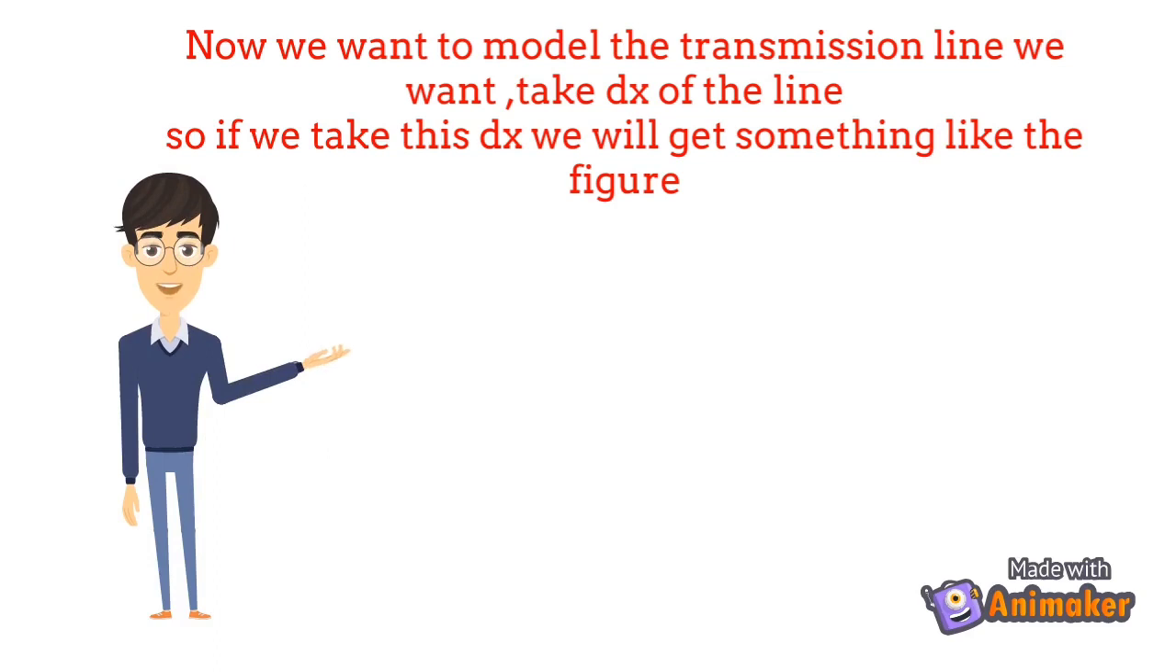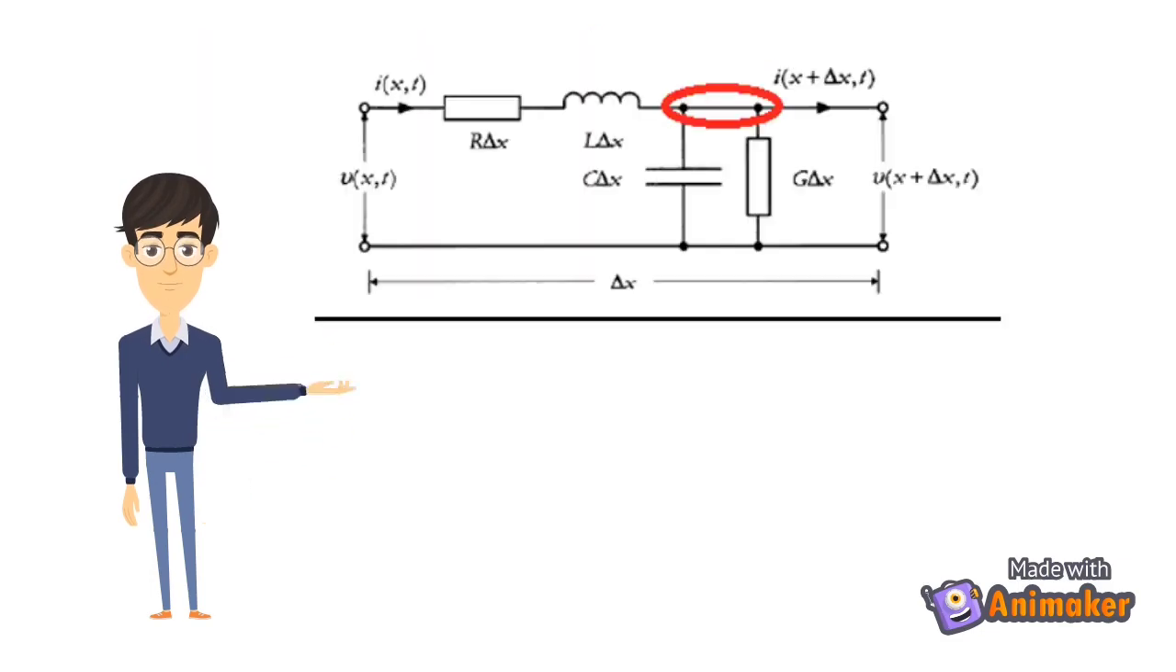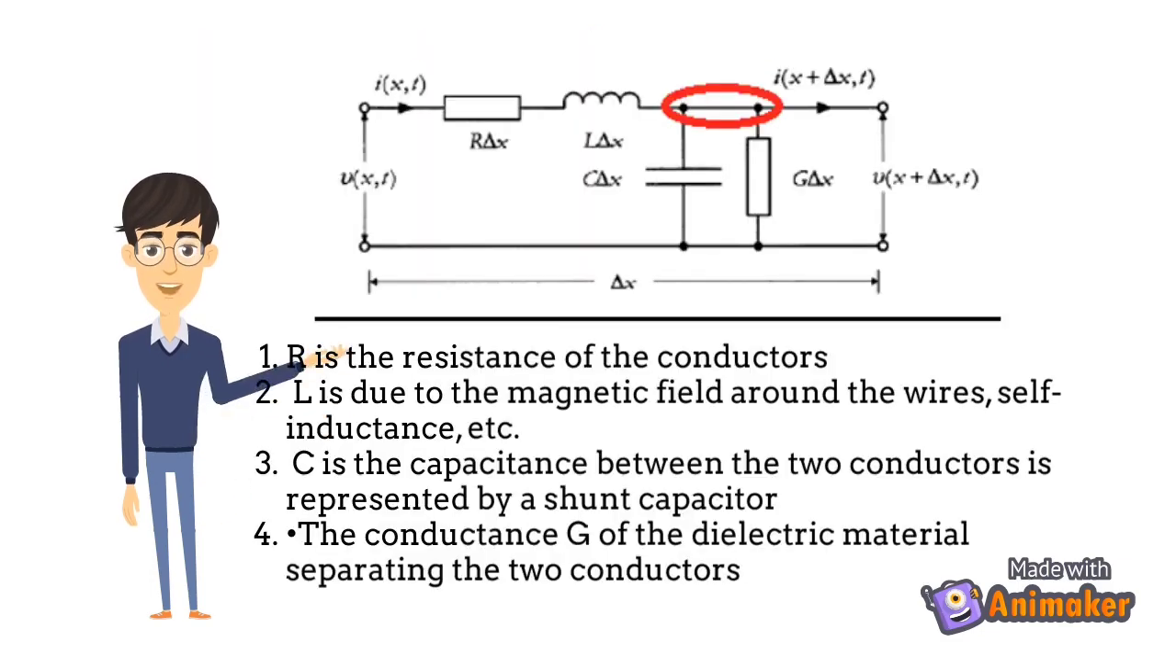We take a small section, delta x, of the line. If we take this delta x, we will get something like the figure, where R is the resistance of the conductors. L is due to the magnetic field around the wires, the self-inductance. C is the capacitance between the two conductors, represented by a shunt capacitor. G is the conductance of the dielectric material separating the two conductors.